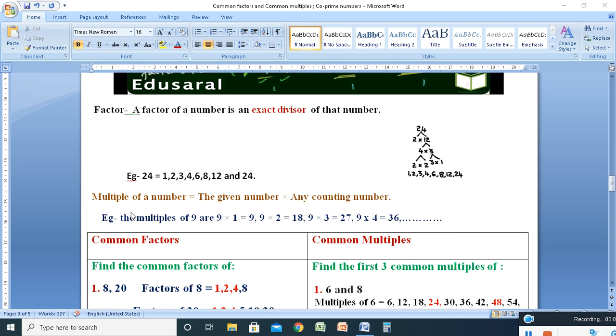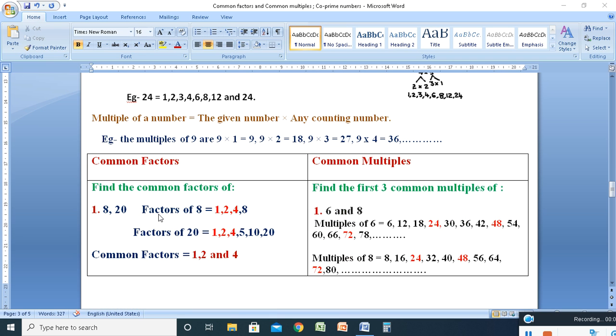And then multiples, I also told in my previous video. Multiples are nothing but the multiplication tables. For example, here I have given multiples of 9. Multiples of 9 are 9, 18, 27, 36, 45, and it goes on. So you have to mention the tables for the multiples. Okay, now we'll come to the topic, that is common factors.